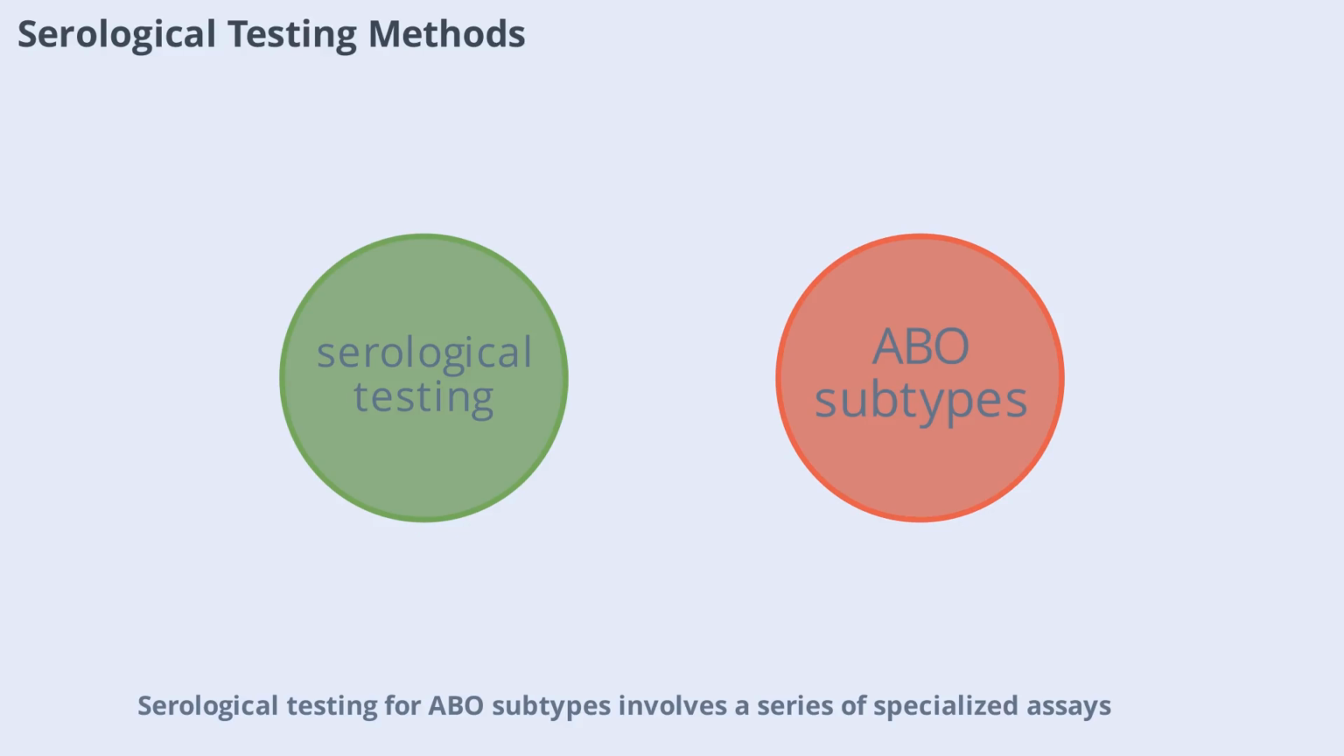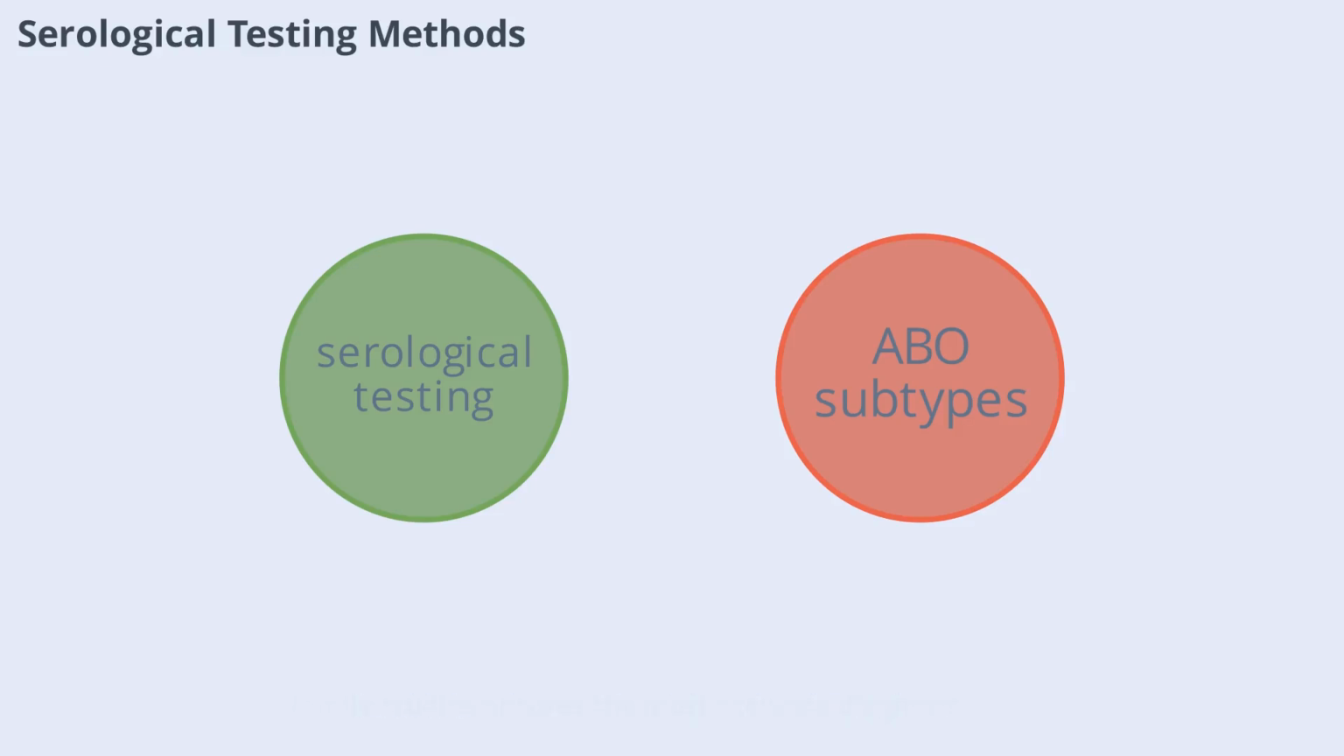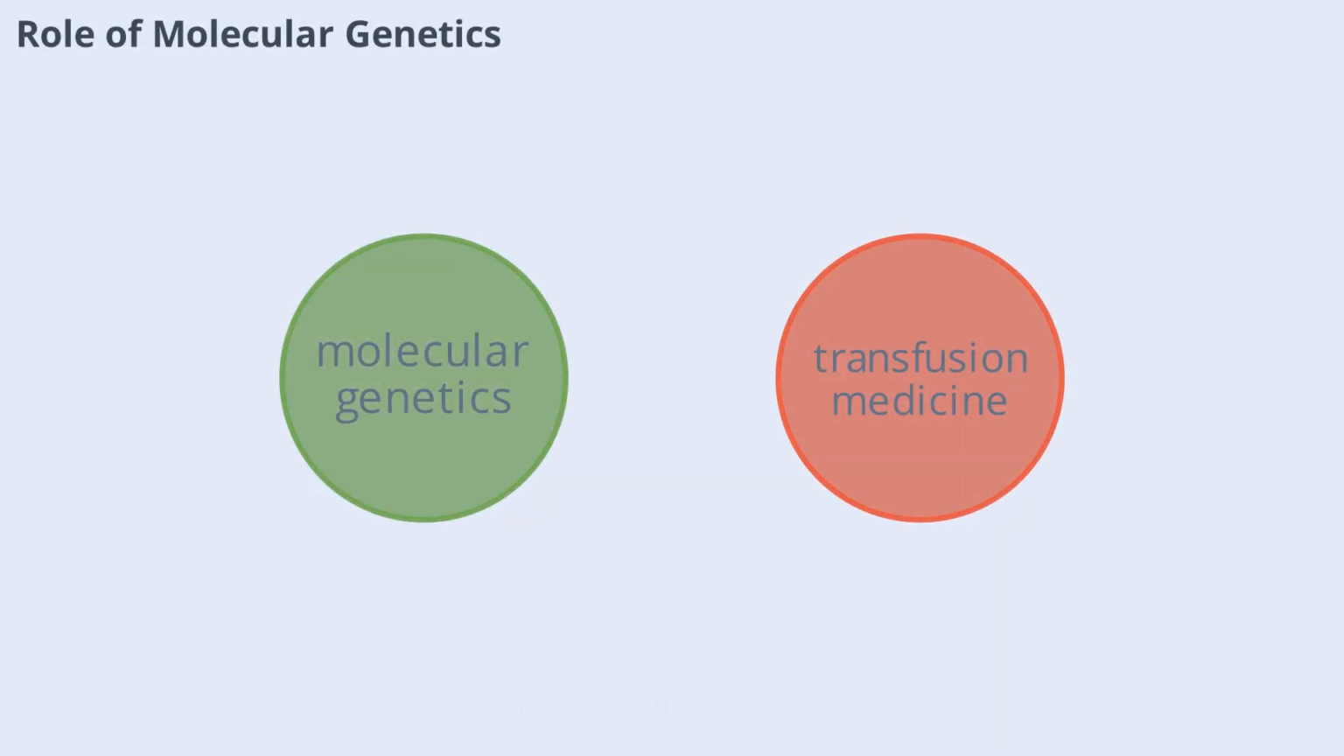Serological testing for ABO subtypes involves a series of specialized assays, including agglutination with various antisera and absorption tests. These methods require expertise and careful interpretation, especially when dealing with rare subtypes like Am. Combining these tests with molecular and family studies ensures the most accurate diagnosis. Molecular genetics has become an indispensable tool in modern transfusion medicine.